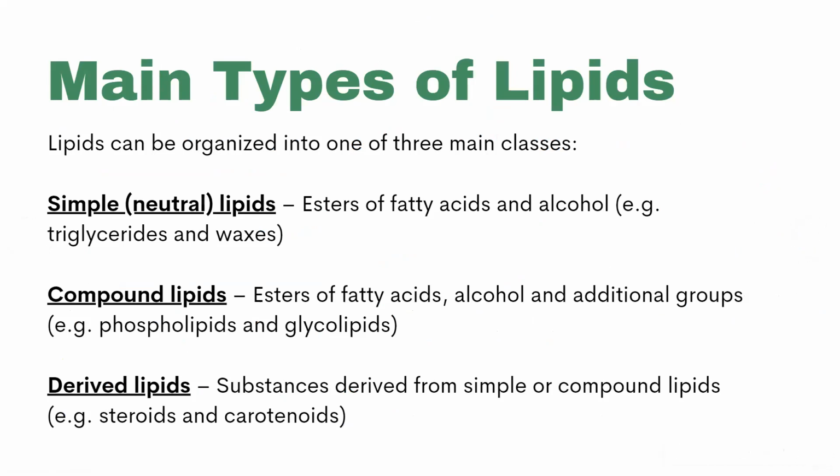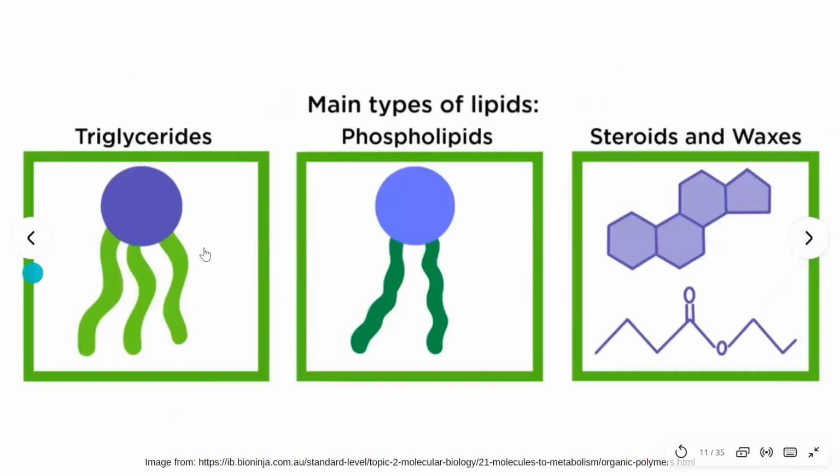Lipids are organized into three main classes. We have the simple lipids, the esters of fatty acids and alcohol, such as triglycerides and waxes. Also, we have compound lipids, the esters of fatty acids, alcohol, and an additional group, which are phospholipids and glycolipids. And lastly, we have the derived lipids, substances derived from simple or compound lipids. So these are the main classes of lipids: the triglyceride, the phospholipid, steroids, and waxes.